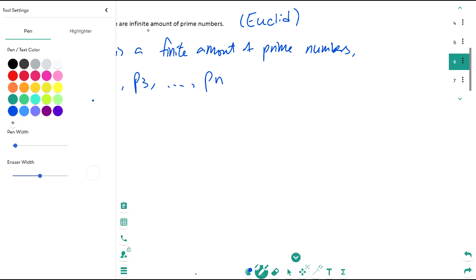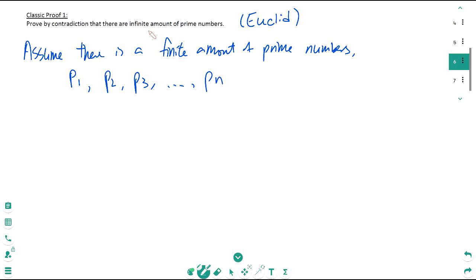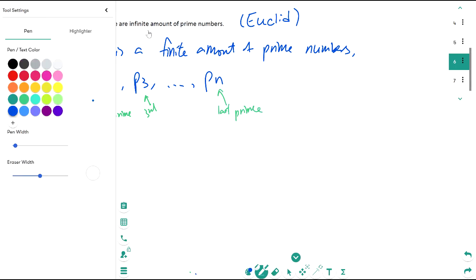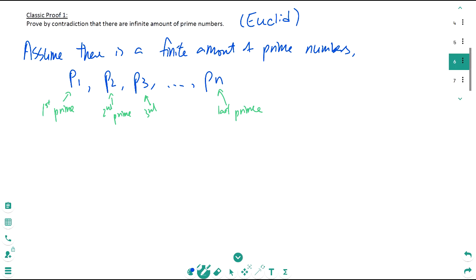Okay, what I write in green you do not have to write down. So that's the first prime, just to make you aware: first prime, second prime, third prime, and this will be the last prime. We said there's a finite amount, therefore there must be a last prime. Now we don't know what n is, but we assume there is a list with an n to it. So this is the full list of primes, P1 all the way to Pn.